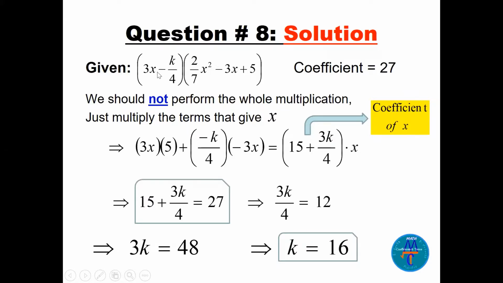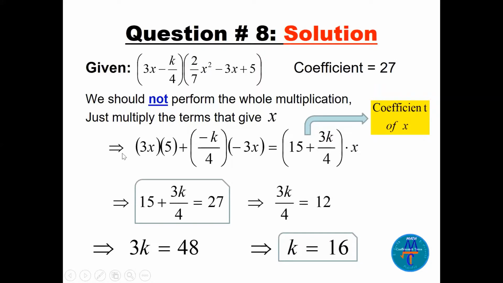Now, let's multiply 3x times this. I don't need cube, this is squared. So 3x times 5, I need. See why I need? Because the coefficient of x is 27. Now, this one times the squared, I don't need. This one times the x, I need. So minus k over 4 multiplied by minus 3x. So when you multiply this minus with this minus, plus 3k over 4. Take x common out, so that's 15 plus 3k over 4.